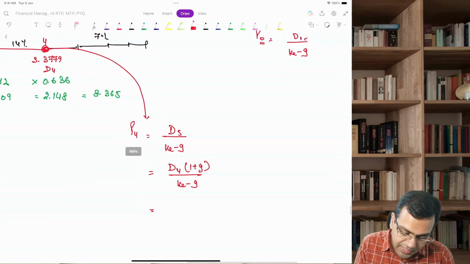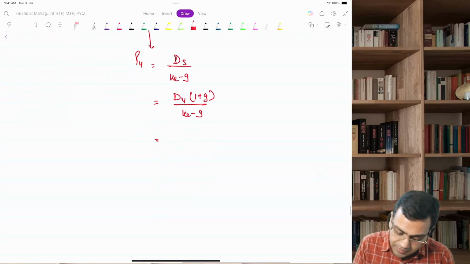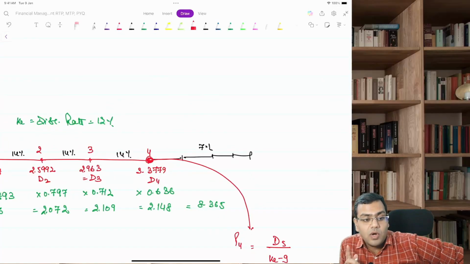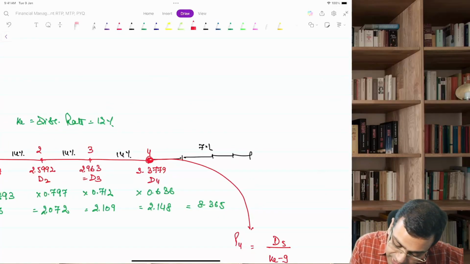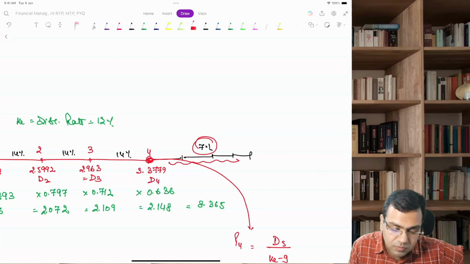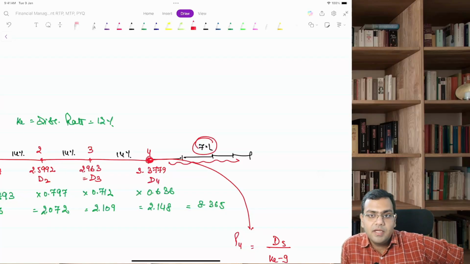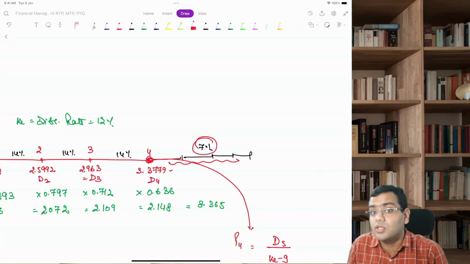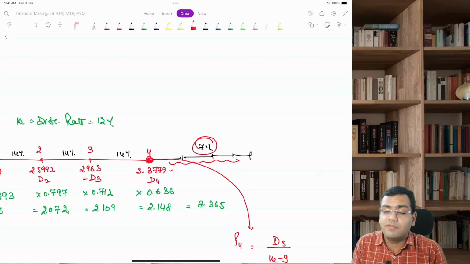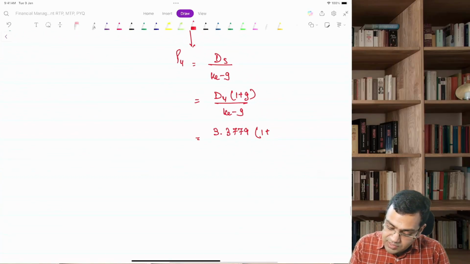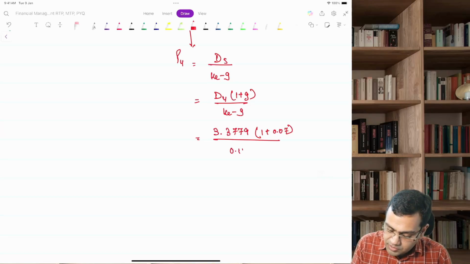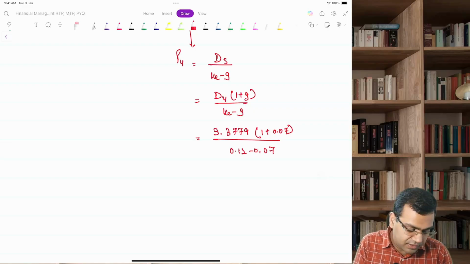So D4 we have already calculated, that is 3.3779. The growth rate is given to you. What is the growth rate now? 14% or 7%? What growth rate will you take? Sir, the growth rate you will take is 7%, because we are talking about this period now, right? Because after the 4th year, the growth rate on this 3.3779, you will not get a 14% growth rate, you will get a 7% growth rate. So here you will take 7%, 0.07, divided by KE, which is given as 12%, minus growth rate of 0.07, right?